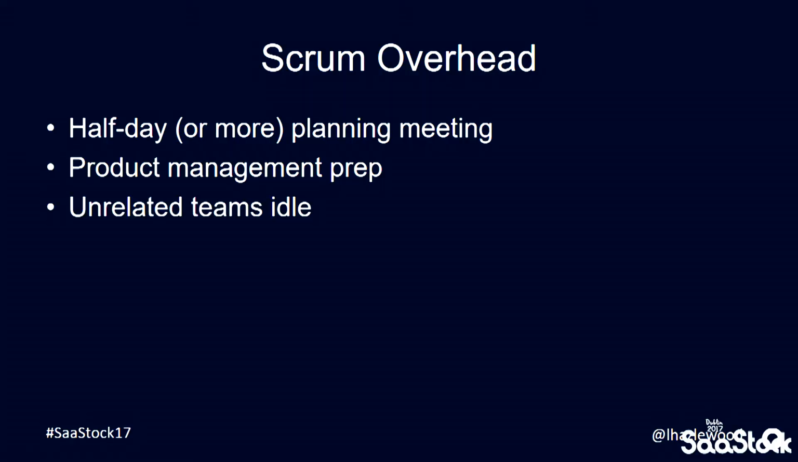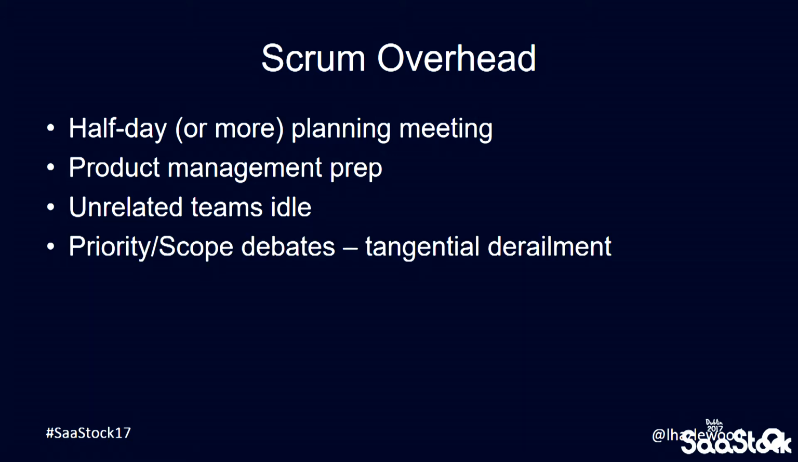Unrelated teams in the middle of a sprint planning meeting were just sitting idle. They weren't doing anything while one team was talking about estimates. And so you had people just sitting around, which as a CTO and founder was incredibly unnerving. There was plenty of priority scope debates. You know, one team would start looking at an issue and then they'd go down these rabbit holes of, well, it's going to do this, well, then maybe we should build it this way.